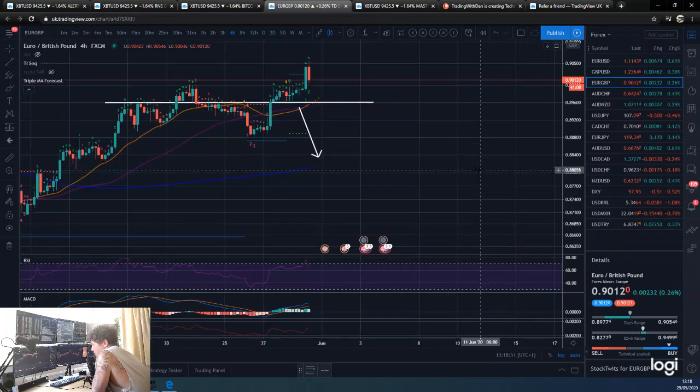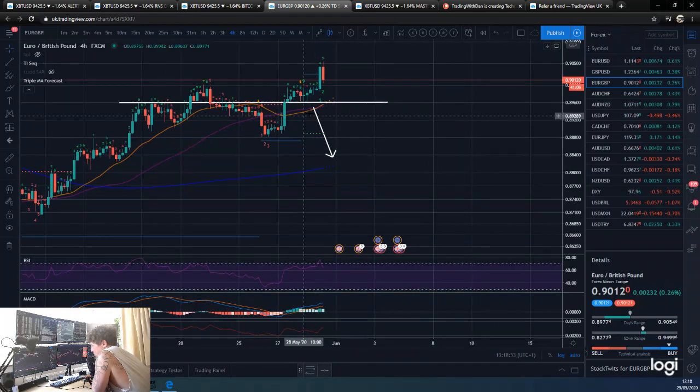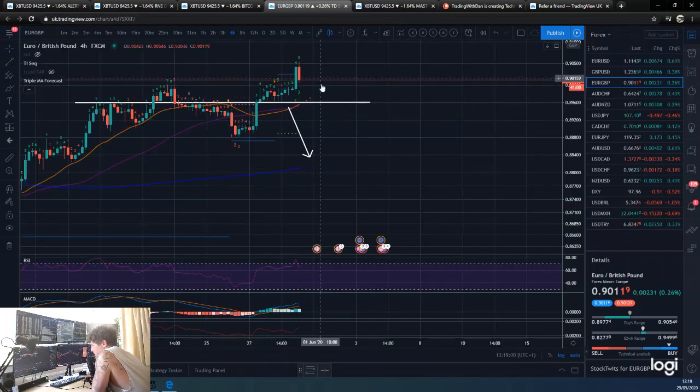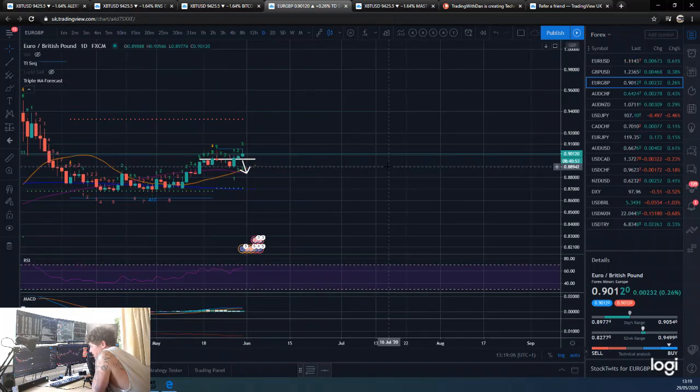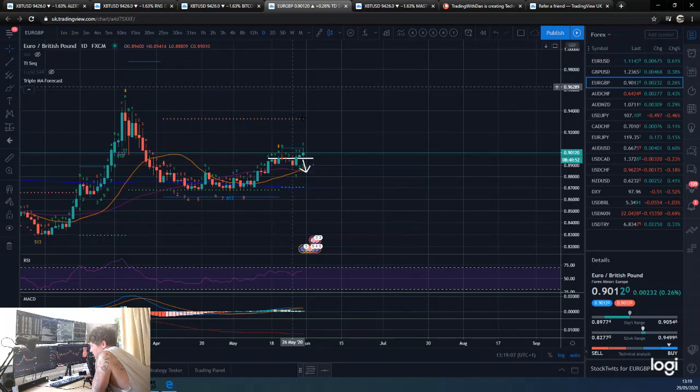Euro pound again, this was our sell trade. It wasn't activated, so no trade, therefore nothing else really to see there. So we can delete this now because this trade wasn't activated. We'll just check on the daily. There's nothing we're looking at here on the daily.